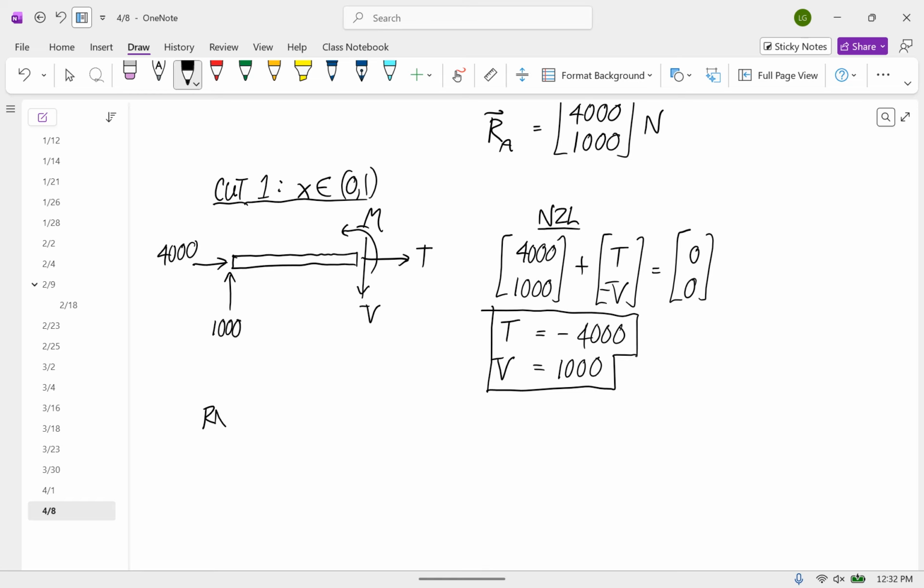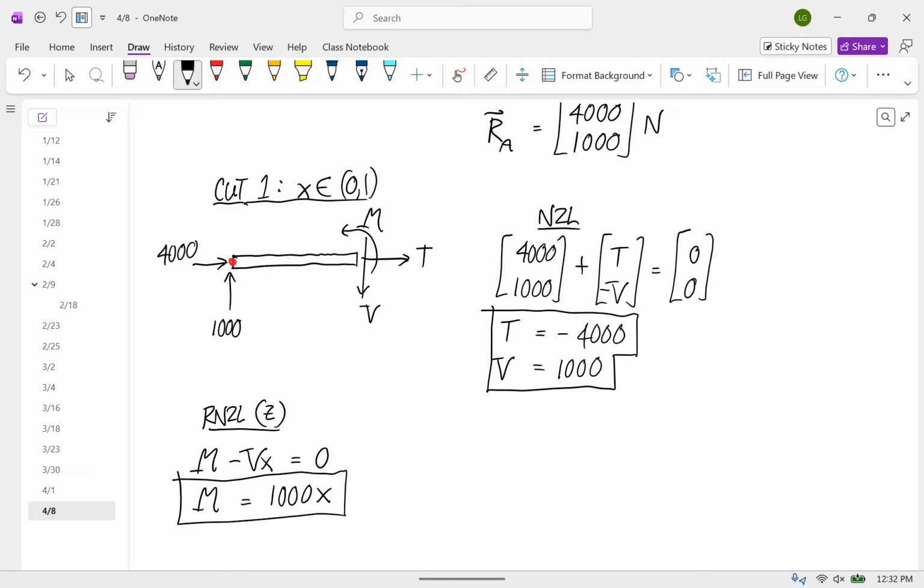And now the moment equation about the z-axis, I'll do my about point here. So all we have is M minus Vx is equal to 0. So M is equal to 1,000x. These are valid on that first half.